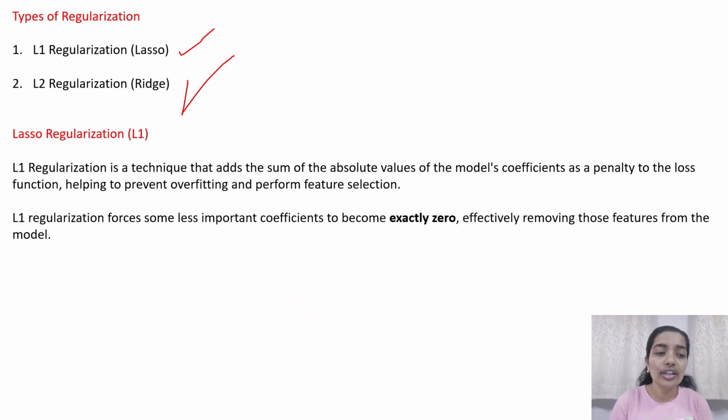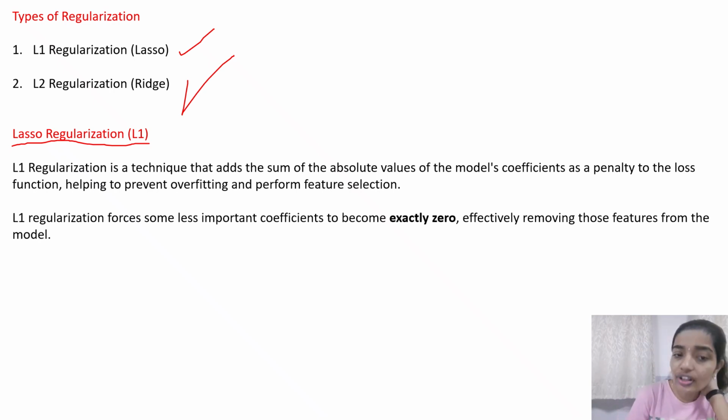The first one is lasso regression. The aim of both of these regressions is to reduce overfitting. So what is L1 regression? We are going to study what L1 is, what L2 regression is, and what the difference between them is.